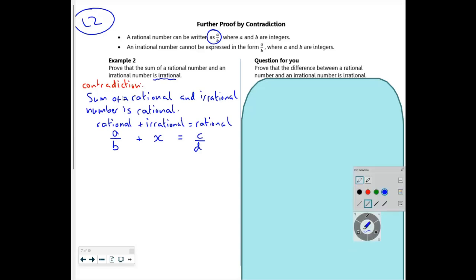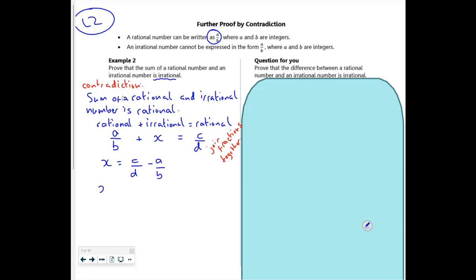Maybe I can write that somewhere. So, join fractions. God, my writing is shocking. Sorry, everyone. So I want to get it to a point where I've got an irrational on one side and a rational on the other. And that's when it fails. So x is equal to c over d minus a over b. So if I add them together, I've got bc minus ad over bd.